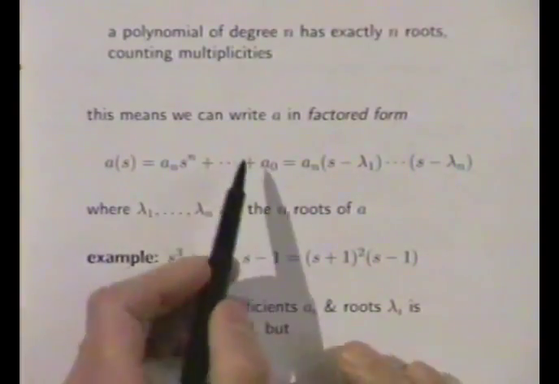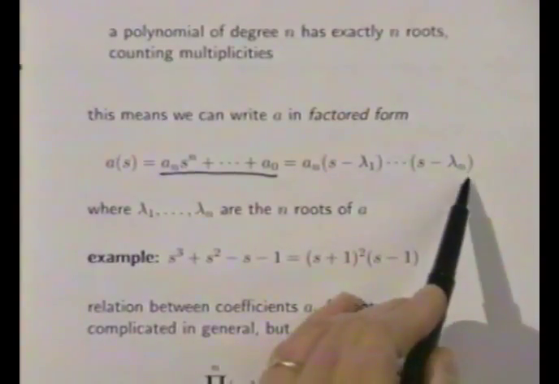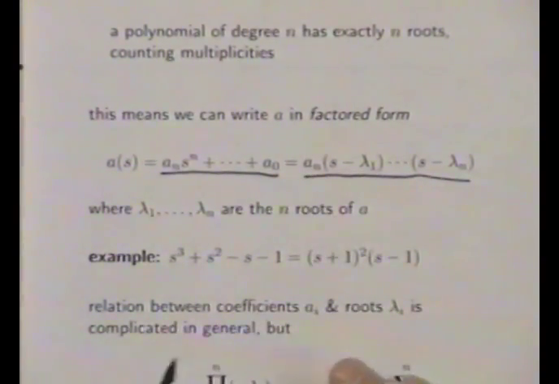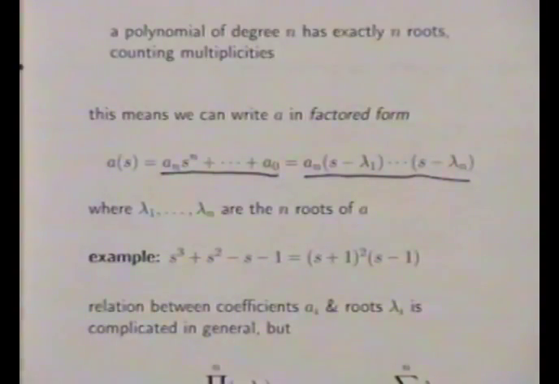This is sort of the coefficient data structure, and this is the root or factored data structure for a polynomial. Okay, that's how it works. And these are the roots. So this is actually an interesting relation between these two data structures.